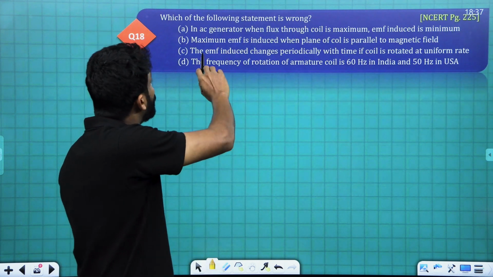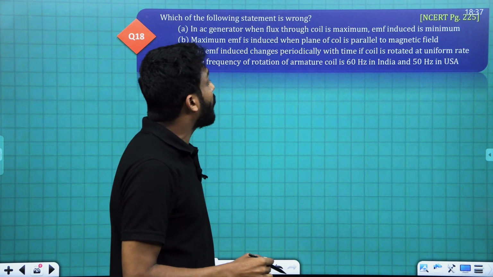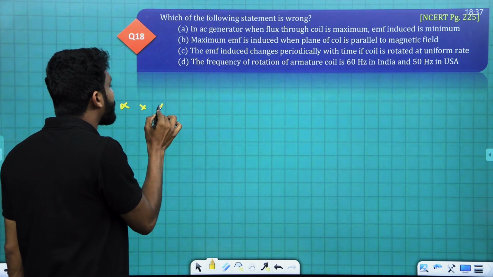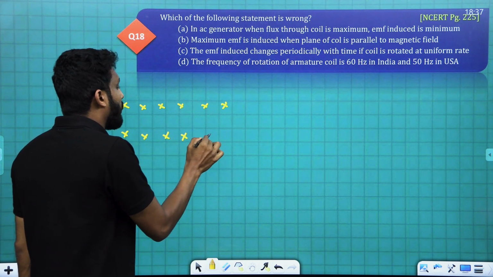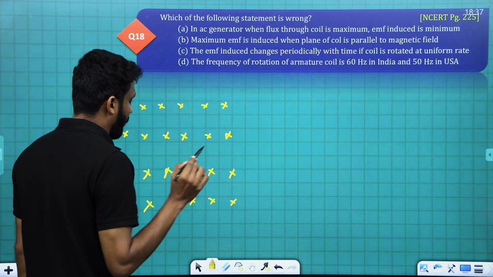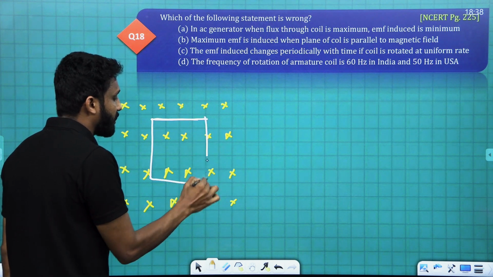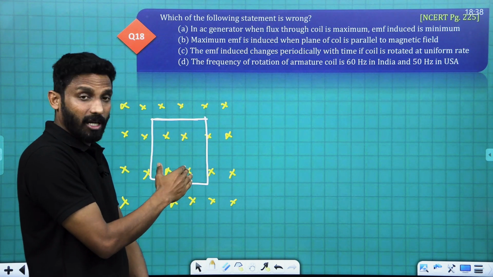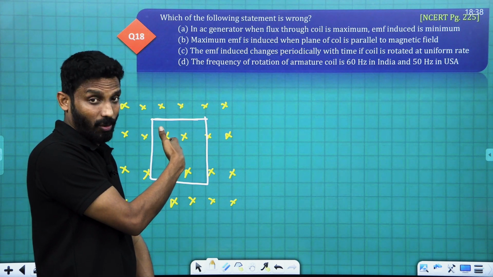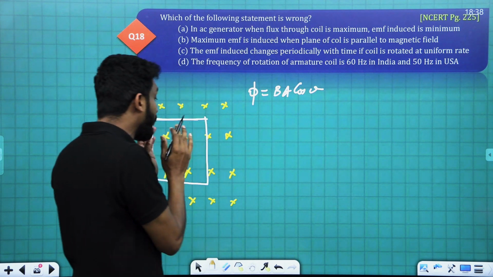Okay. The next. Which of the following statement is wrong? A. In AC generator, when flux through coil is maximum, EMF induced is maximum. This is to be calculated. Consider the field intensity set into the plane of the board as shown. An AC generator is designed such that the field intensity is directed into the plane. Now, an armature coil is set here, initially in this orientation. In this context, the field intensity vector B is directed into and the area vector A is also directed into. Theta, the angle between those vectors, is 0. So, the flux phi is BA cos theta, which is maximum, right? BA cos theta is maximum in this orientation.